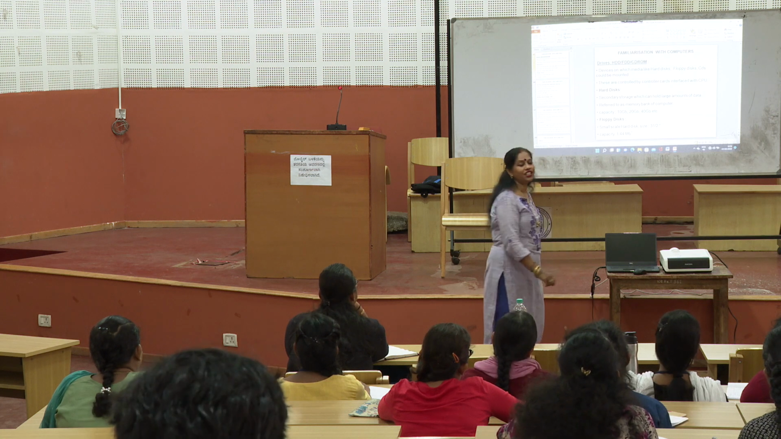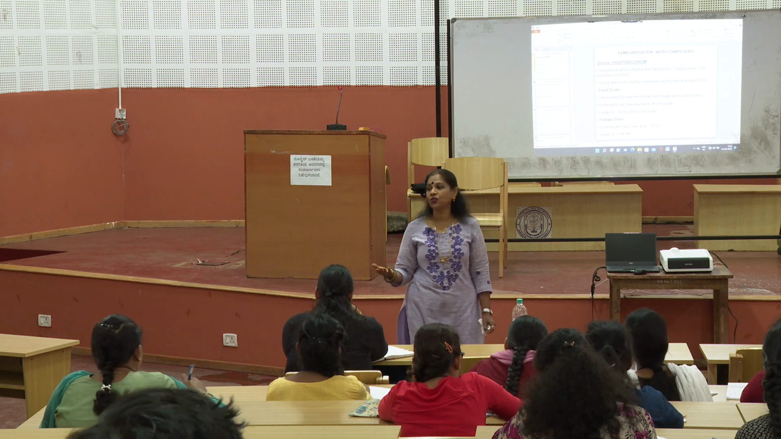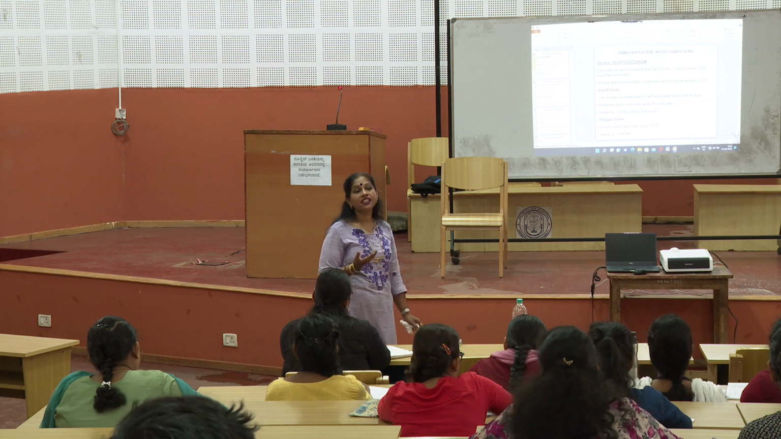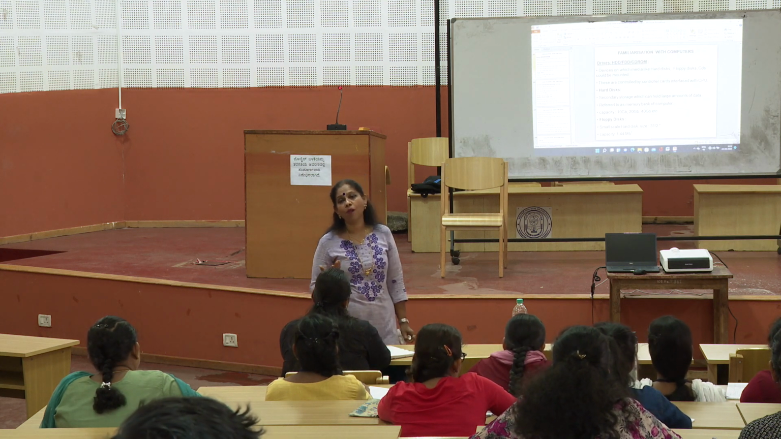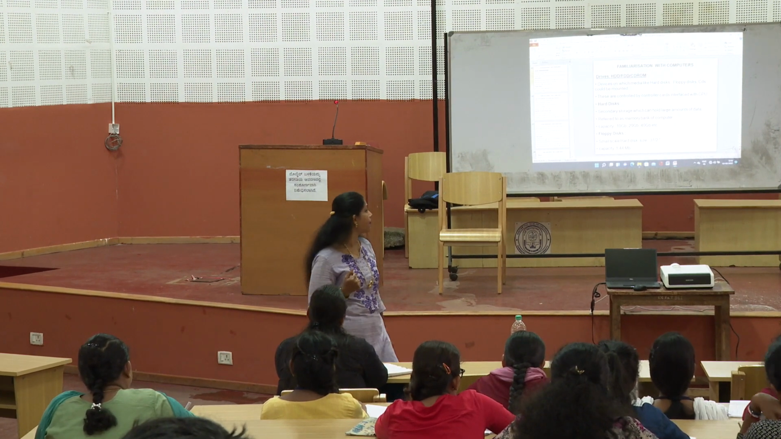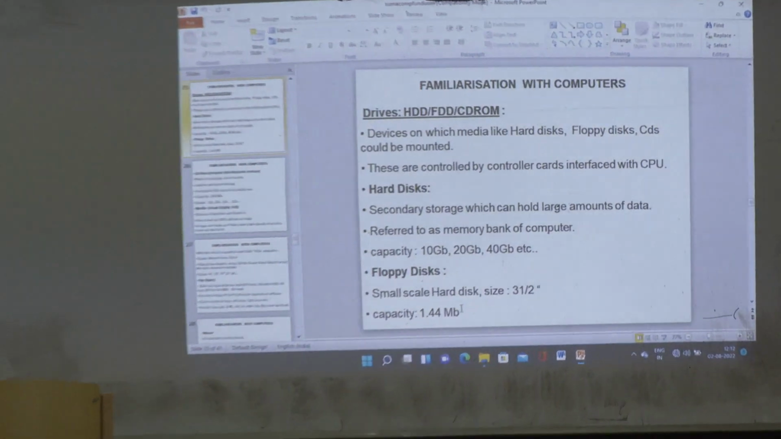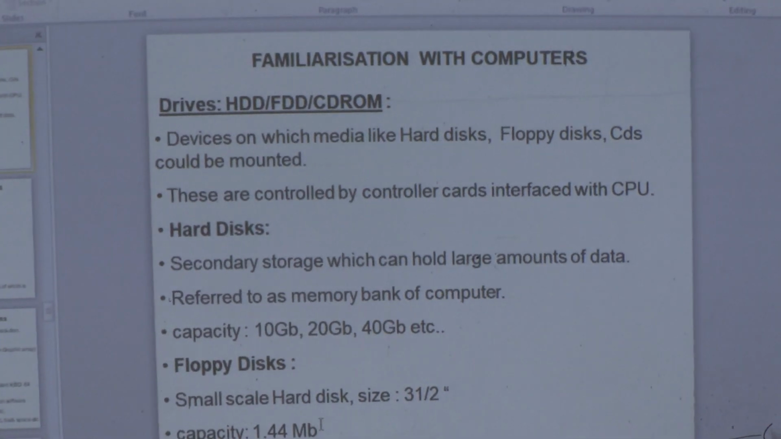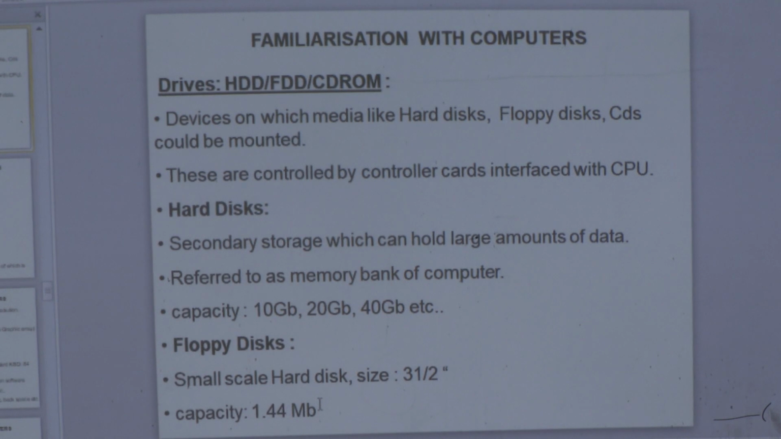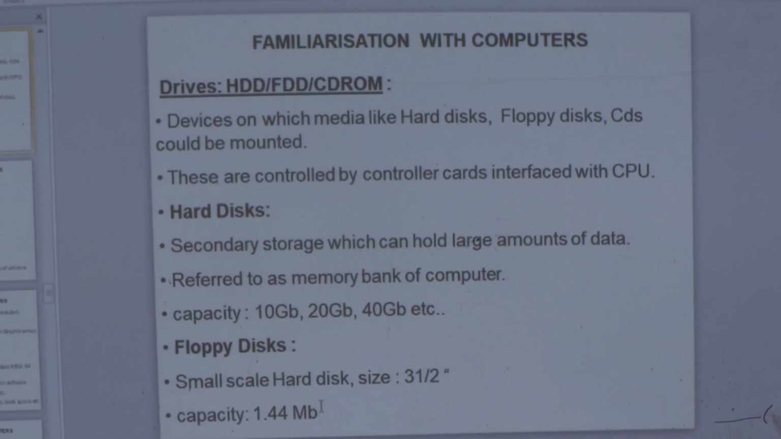So, drives: HDD, FDD and CD-ROM. HDD is hard disk drive. FDD is floppy disk drive. CD means compact disk, ROM is read only memory. In ROM also we will study different types. These are controlled by controller cards interfaced with the CPU. Whatever you are plugging into your computer will interact with your motherboard and CPU.